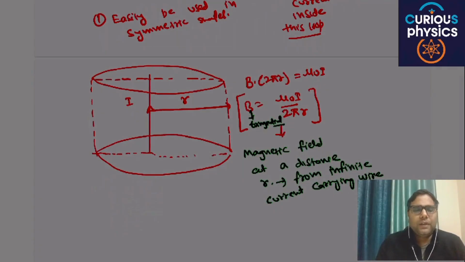The Amperian loop gives the value of B tangential. Are you able to understand my point or not? You have to just imagine the Amperian loop. Okay, do you understand this particular concept or not?